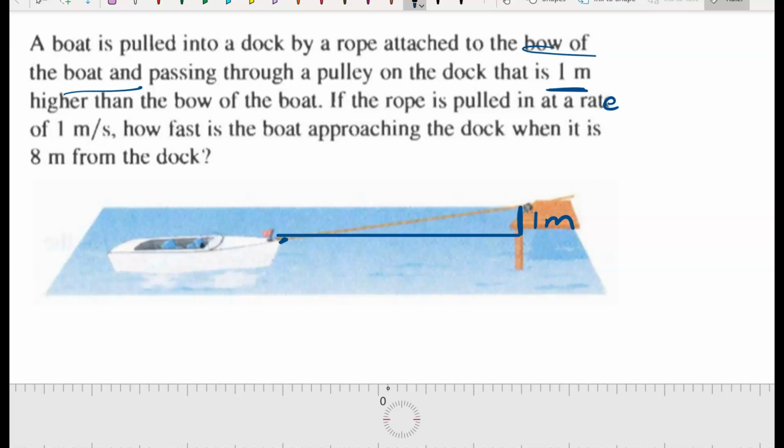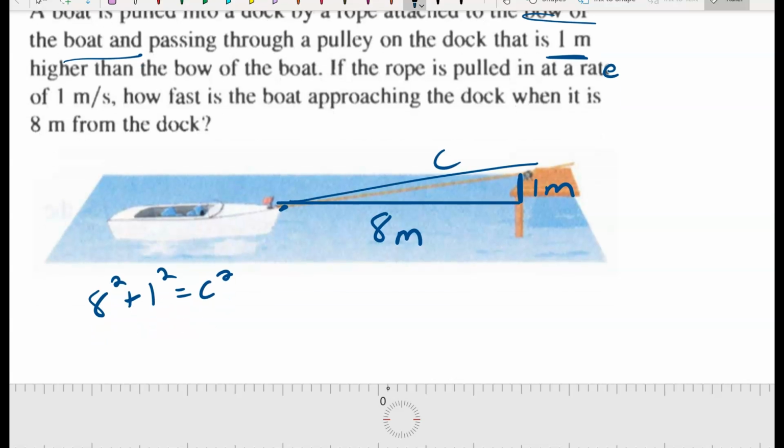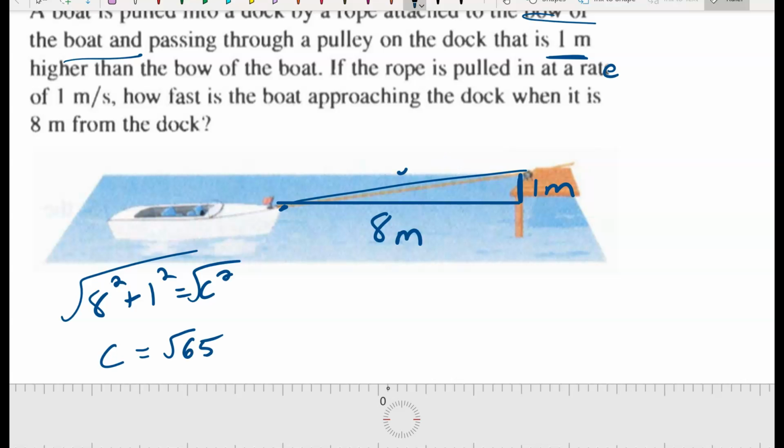And I care about the rate of change of how fast that horizontal is changing when the boat is 8 meters away. So if I do just a quick Pythagorean theorem to find the hypotenuse there, I could find that slanted side of that right triangle. I can quickly find that that hypotenuse will be exactly radical 65 meters. And I'll leave it like that for now. I'll simplify later if I need to.